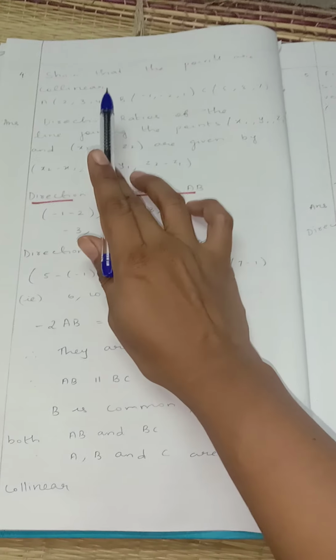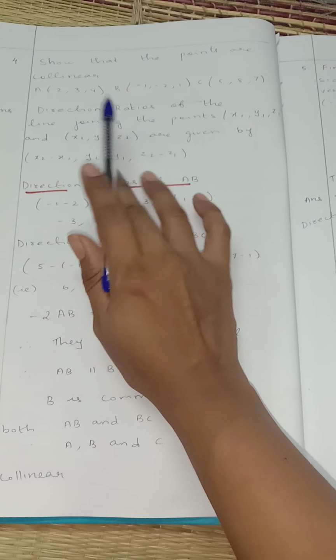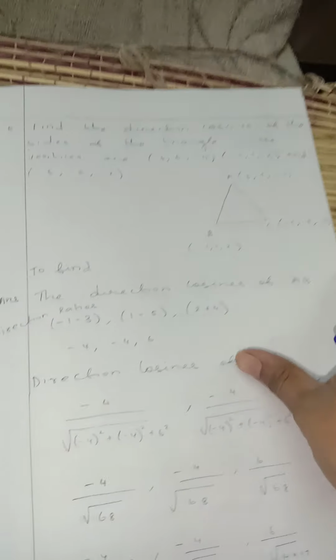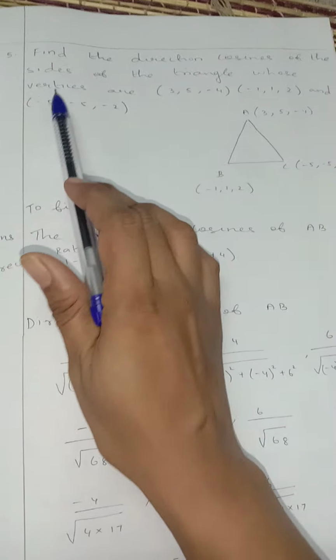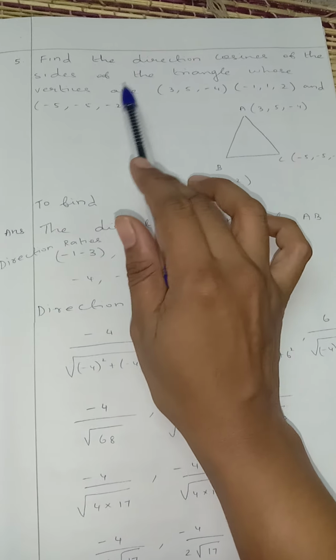Okay, so to prove that the points are collinear, you just find the direction ratios of AB and BC, then you can find the relation, then you can conclude that. Next question, the fifth one. Find the direction cosines of the sides of the triangle whose vertices are.